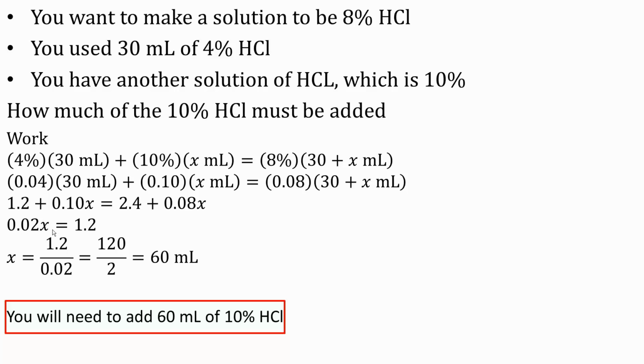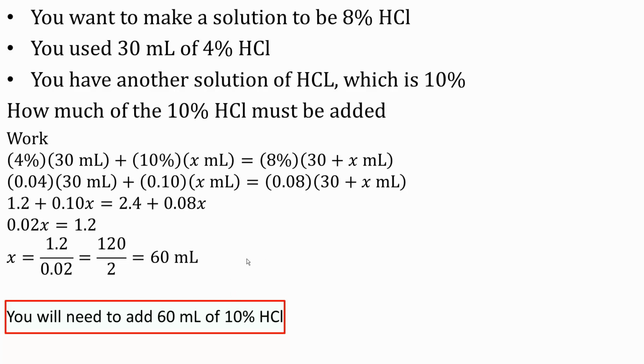Now I need to isolate x, and so I divide by 0.02. And so we would get 1.2 divided by 0.02. To make the math easier, if I multiply the numerator and denominator by 100 each, that's allowed because 100 divided by 100 is 1. And so 1.2 times 100 is 120, and 0.02 times 100 is 2. So we would need 60 mils of 10% HCl that would need to be added.